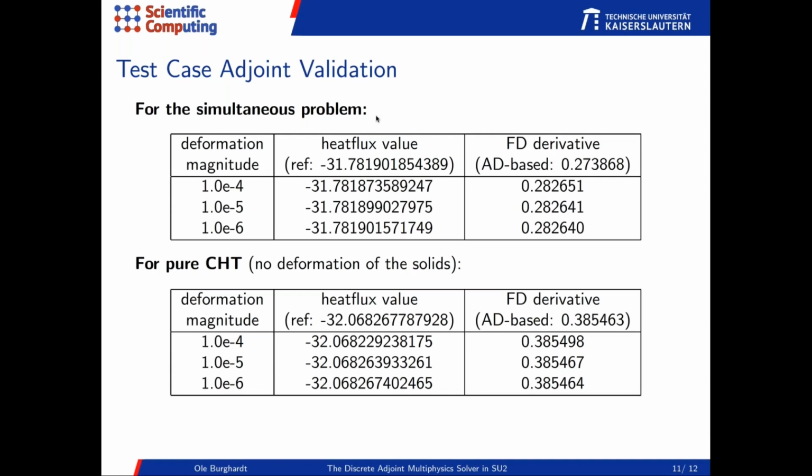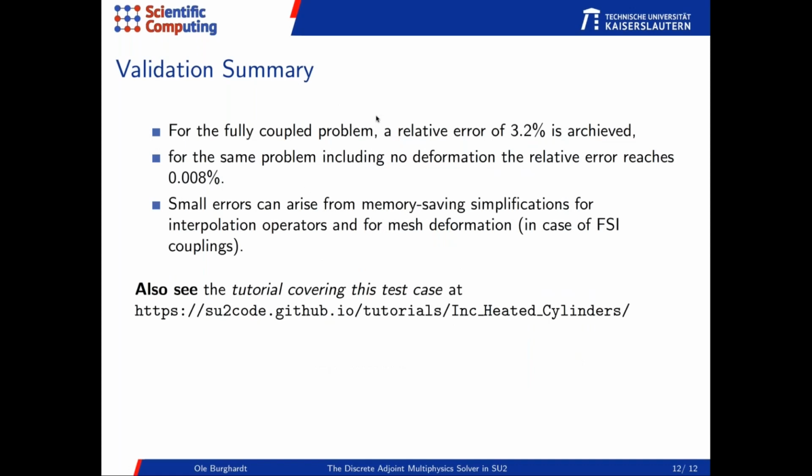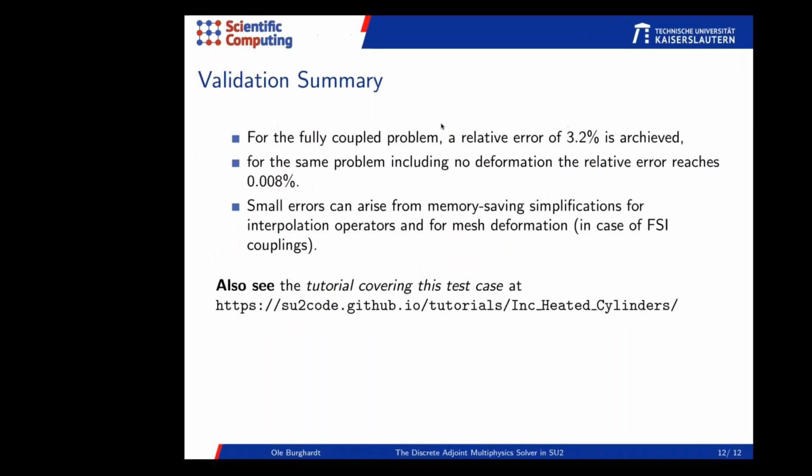To conclude: for the fully coupled problem, a relative error of 3.2% is achieved, and for the same problem including no deformation, the relative error almost vanishes. A small error for the fully coupled problem can arise from memory saving simplifications for interpolation operators and for mesh deformation. That's in particular the case for FSI couplings.